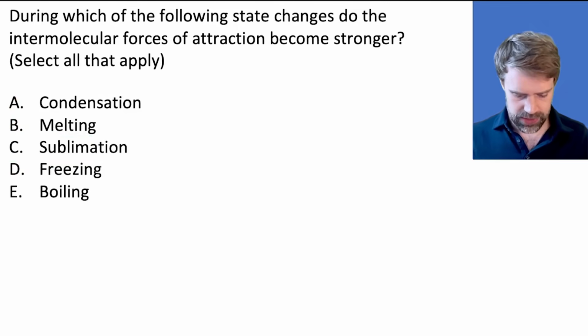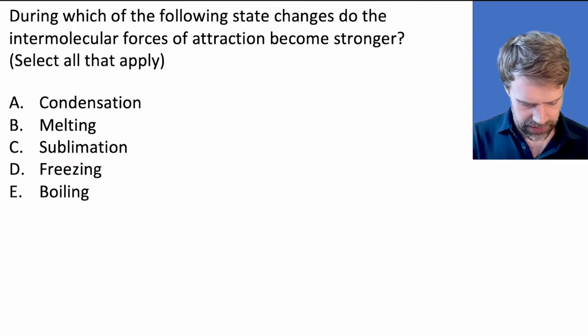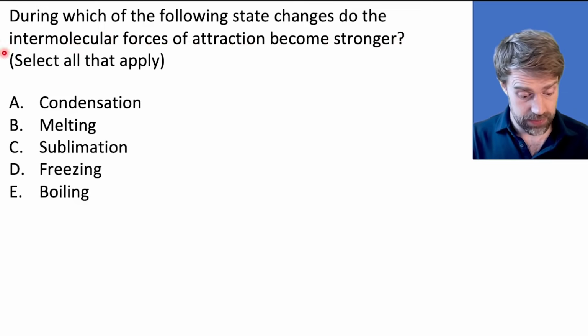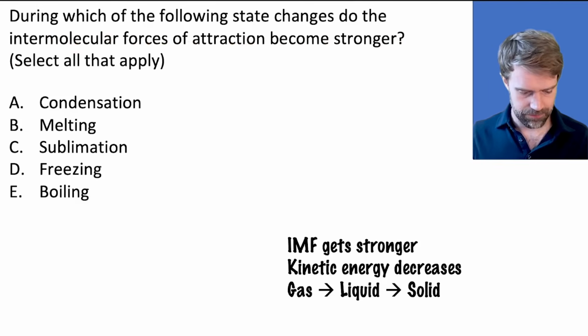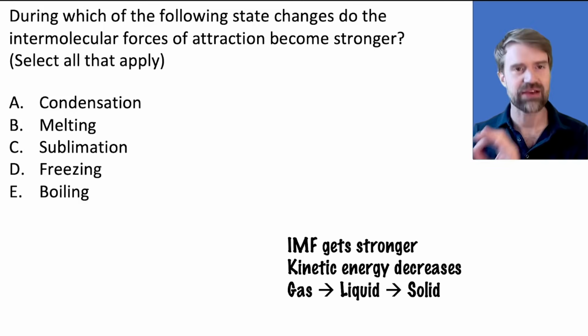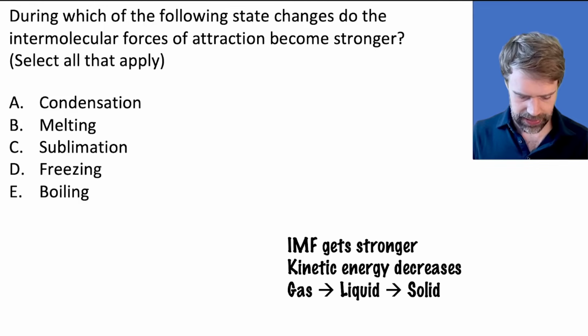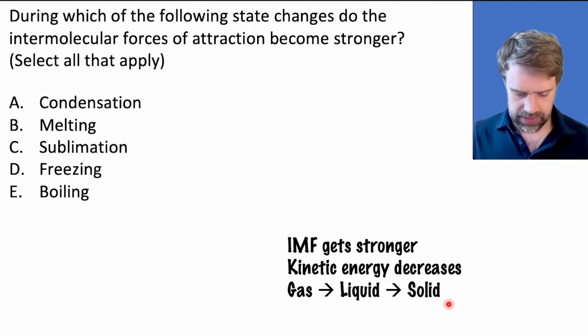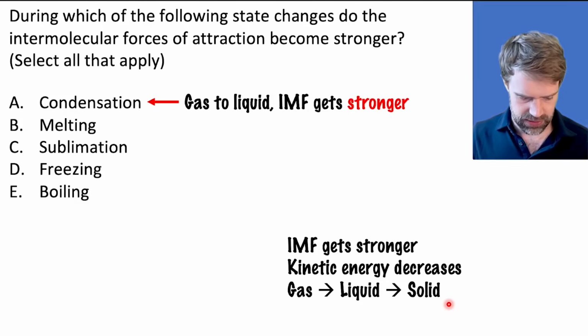During which of the following state changes do the intermolecular forces of attraction become stronger? Select all that apply. Okay, well, when IMFs get stronger, the particles stick together more. Kinetic energy and motion would have to decrease for this to happen. So we'd be going in the direction of gas to liquid to solid. The IMFs get stronger and kinetic energy decreases.